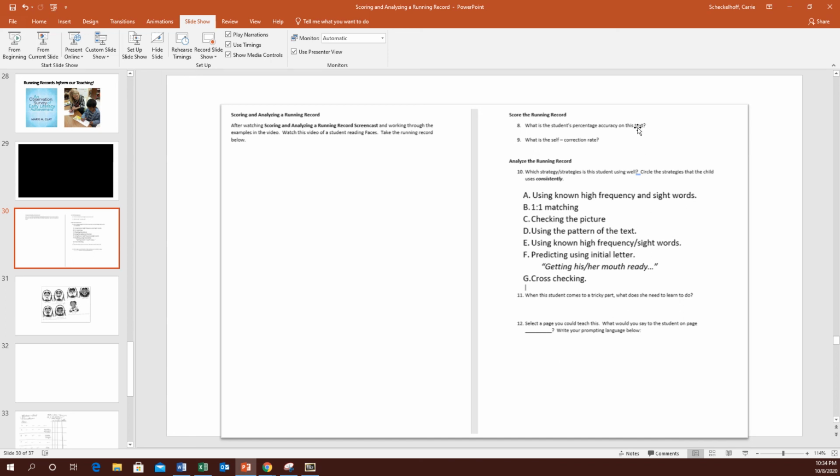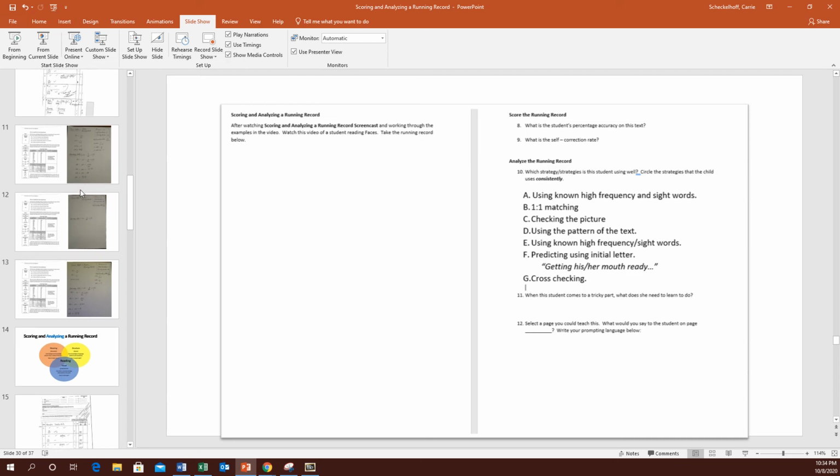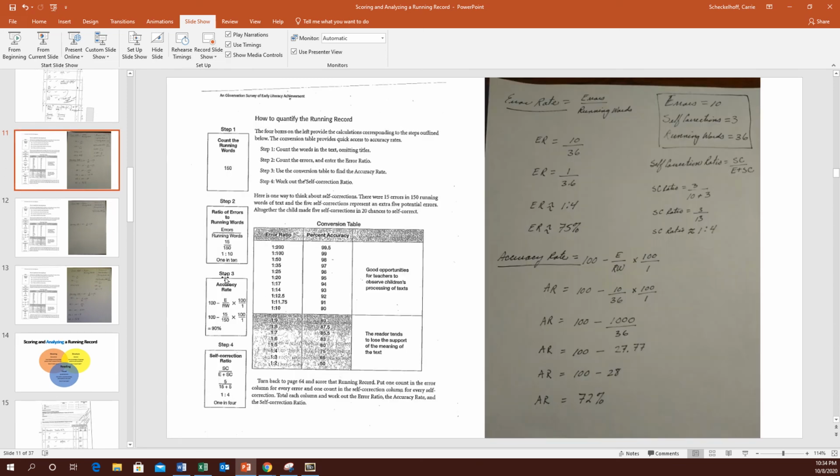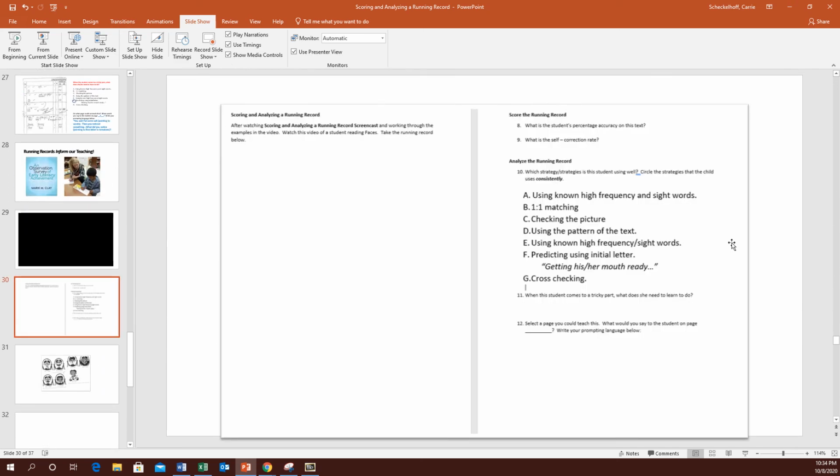You'll calculate the percentage accuracy using the clay table that we've used up here. So you'll use this handout that you have to calculate the percentage accuracy and the self-correction rate. And you will also think about, what strategies does this student seem to use well? And when they come to a tricky part, what's something they need to learn to do? And if you were going to teach them that, what might you say? So we're trying to put all of these pieces together. Certainly the first time you do it is a little difficult. I understand that this is a challenging task, but it will be something that we continue to practice. So give it your best shot.